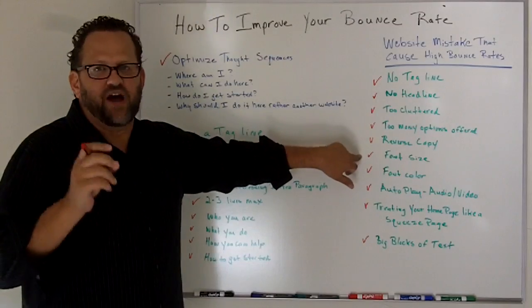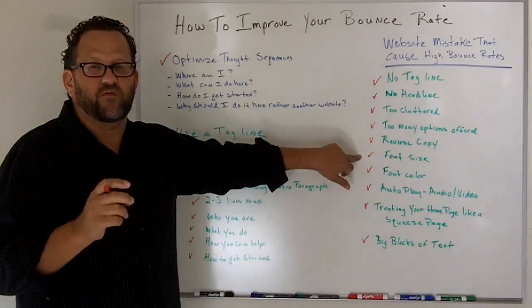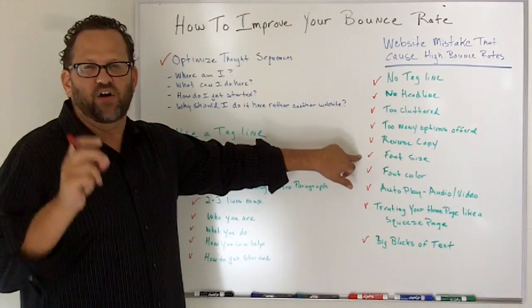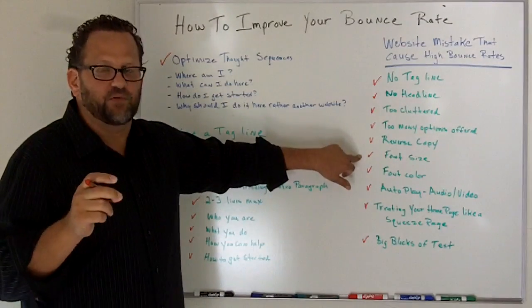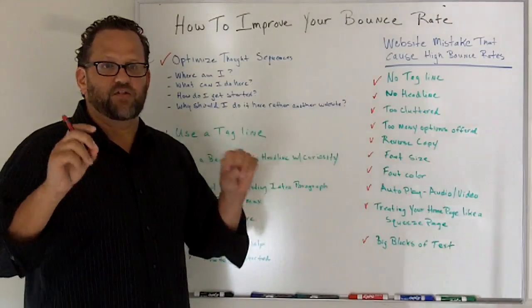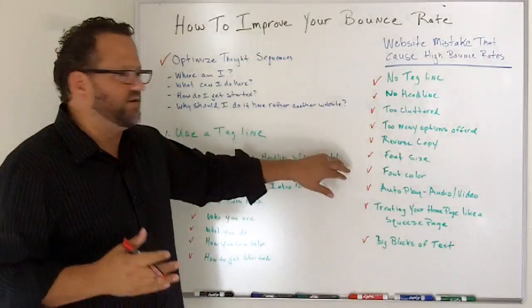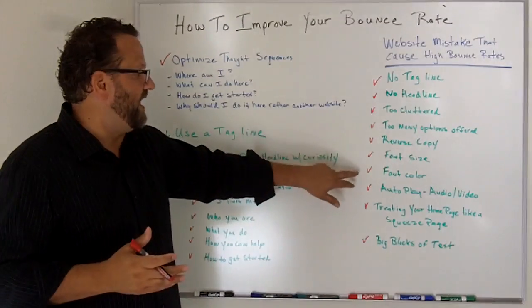Your font size. You can't have your font size too small. I think 12-point font is a minimum, and I still think that's too small. In some cases, I've gone to 16-point font, and that's helped improve the bounce rates on my site because the text is bigger, it's easier on the eyes, it's more inviting to your visitor to read content with bigger font.